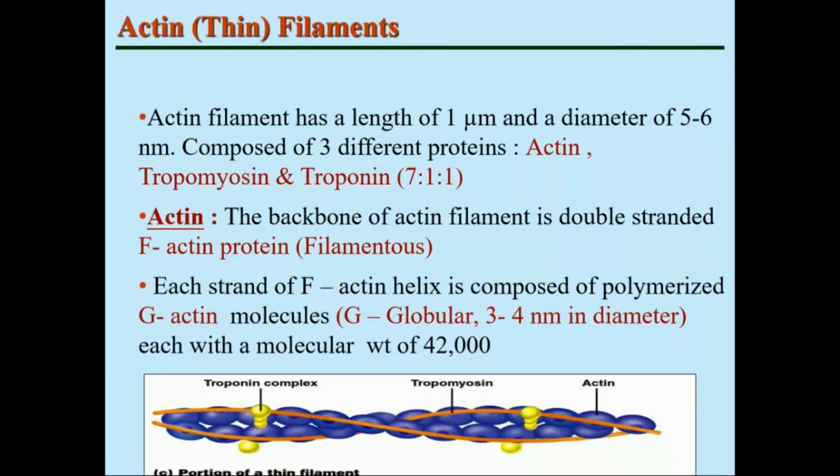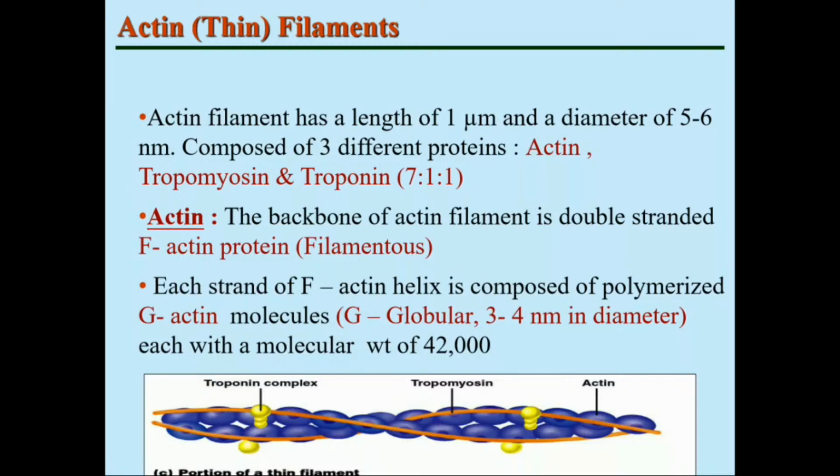So basically, there is an actin filament which is formed by the double strands of F-actin proteins. Each strand of F-actin helix is composed of polymerized G-actin molecules. G stands for globular, because it is spherical in shape. This globular G protein, or G-actin, is 3 to 4 nanometers in diameter, and each G-actin has a molecular weight of 42,000.